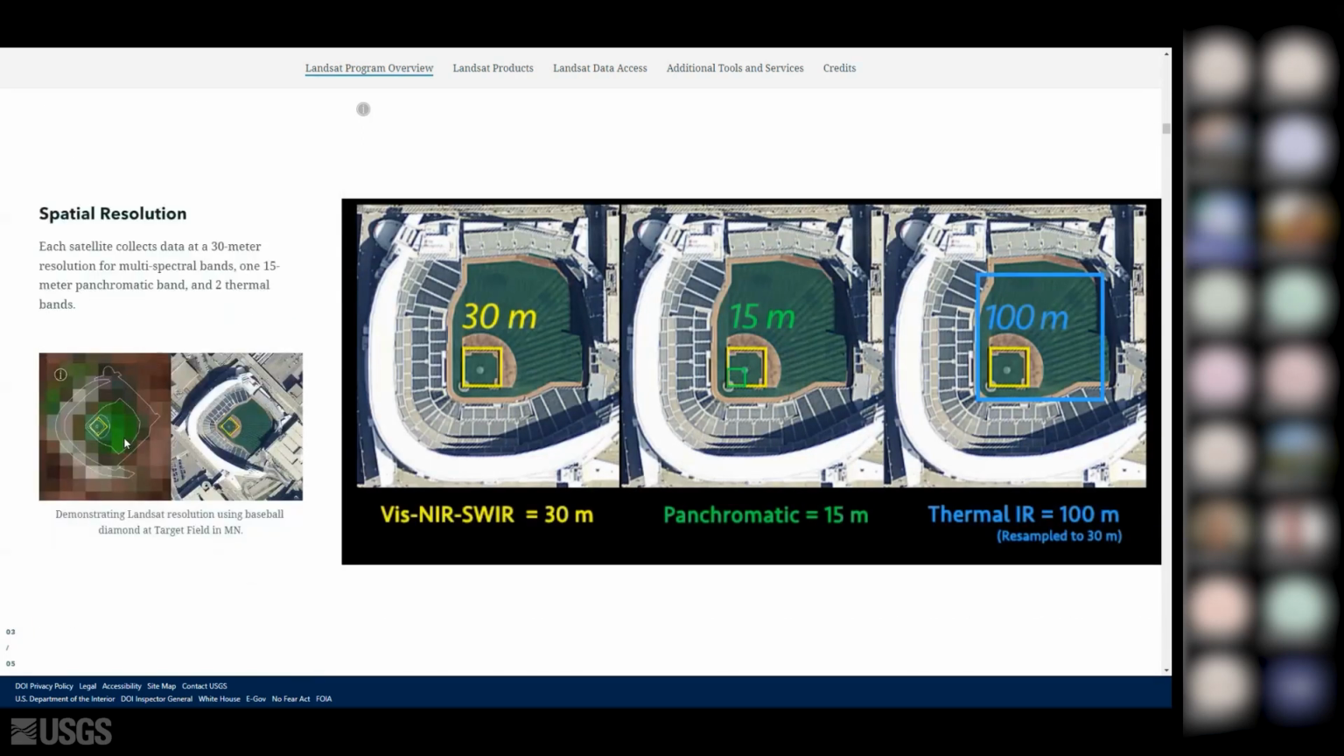Both Landsat 8 and 9 capture data at a 30-meter resolution for multispectral bands, one 15-meter panchromatic band, and two thermal bands. For comparison, you can see this image. Here we have a 30-meter Landsat pixel that is roughly the same size as a baseball diamond. The 15-meter panchromatic pixel extends to the pitcher's mound. And then the thermal data is captured at 100 meters and then resampled down to 30 meters.